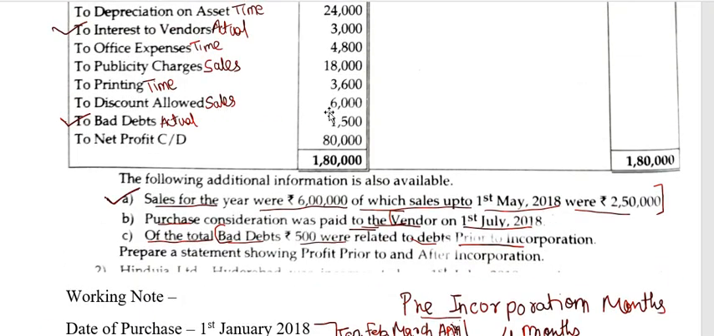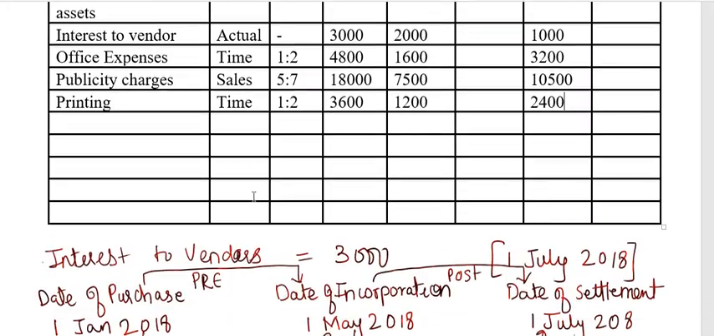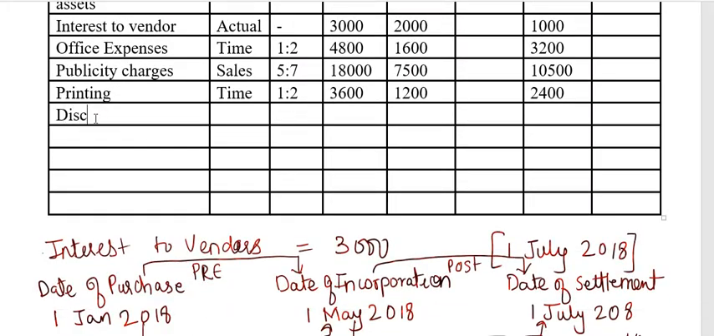After printing, discount allowed. Discount allowed is on the basis of sales. Amount is 6,000 rupees. Discount allowed, ratio is sales ratio 5:7. Total discount allowed is 6,000, and out of 6,000, for pre-incorporation the amount will come 2,500, and for post-incorporation it will be 3,500. Okay, mean 2,500 is of pre and 3,500 is of post.